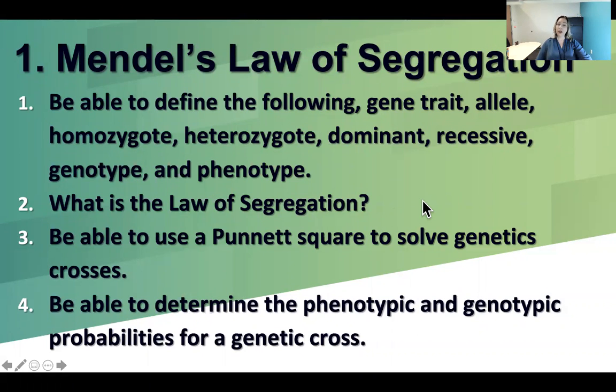This first set of objectives will actually extend into the second lecture video. But for this lecture video, we are going to go over the terms you see on number 1 here. And then we will move into the law of segregation, Punnett squares, and then using Punnett squares to determine phenotypic and genotypic ratios.